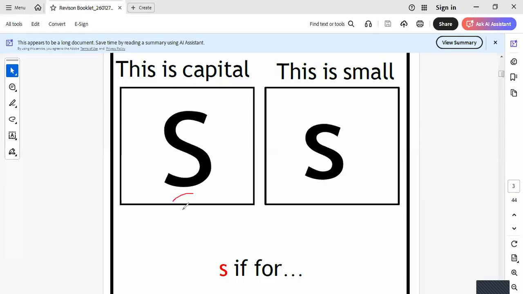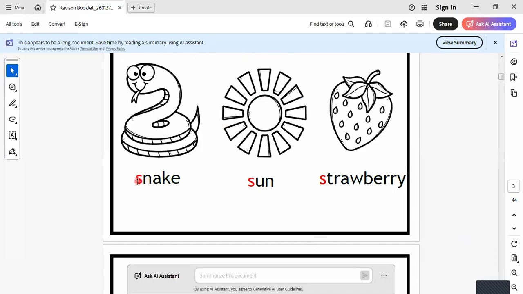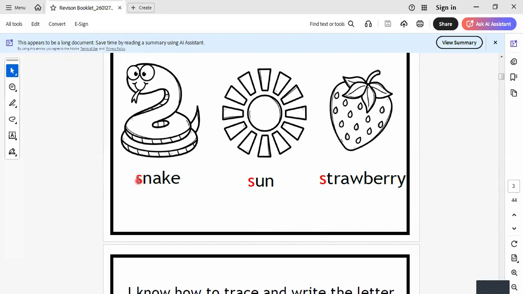I think during the lessons we learn capital S and small s. This letter is called S. We have capital S and small s. And I would like to know the words that start with this letter. Here we have snack. I would like you to follow me and repeat with me. Snack, fun, strawberry. I will repeat again. Snack, fun, strawberry.